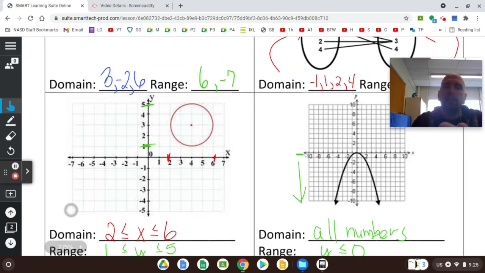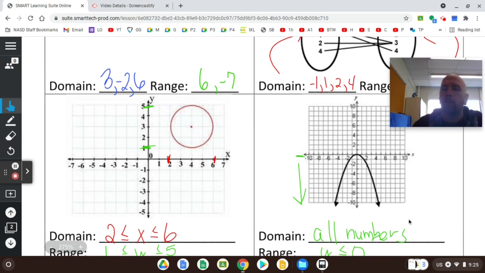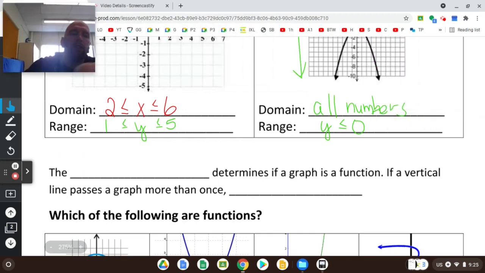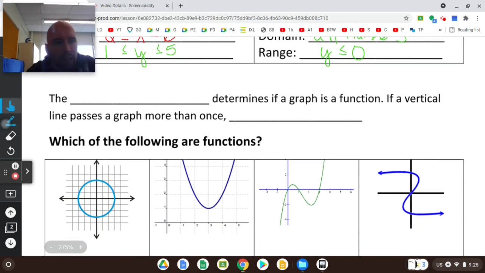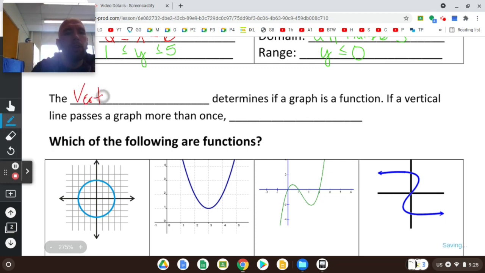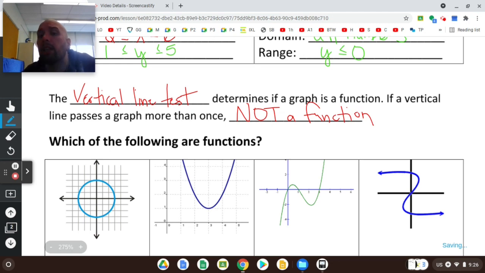Now, when I said here that this one on the left is not a function, but the one on the right is, how do I know that? Well, the vertical line test tells us that. So let me move my face over here. I'm moving my face everywhere. The vertical line test. Remember, vertical means up and down. It determines if a graph is a function. If a vertical line passes through a graph more than once, it is not a function.